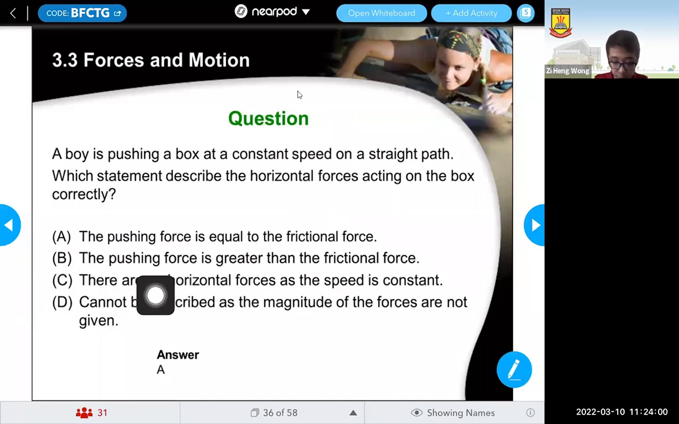Okay, so it cannot be B. It cannot be C because B says pushing force larger than frictional force. If pushing force is larger than frictional force, it means there's a resultant force, then the object will accelerate. Okay, no horizontal forces? The boy is pushing, so actually there are forces acting on it.